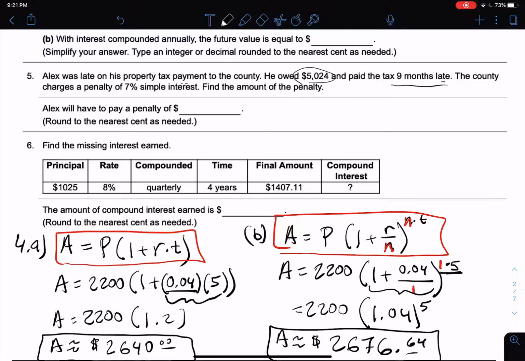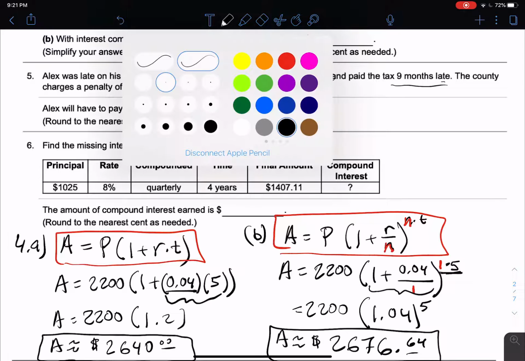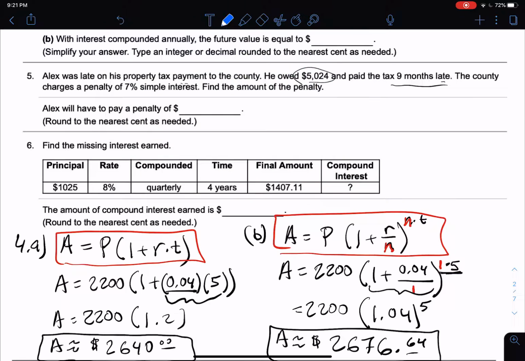So basically, we want 7% of the $5,024, but not for a whole year, a part of a year. So that's where we want to kind of dial that in. 9 months. Well, 9 months is 9 out of 12, right? And 9 out of 12 is going to reduce to what? It's going to reduce to 3/4, which, if you want to use that as a decimal, is 0.75.